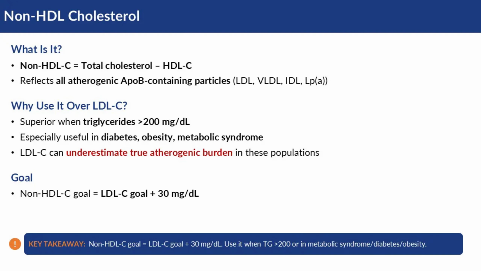When considering atherogenic burden, particularly in cases of elevated triglycerides or insulin resistance, non-HDL cholesterol often serves as a superior marker. This measurement encompasses total cholesterol minus HDL cholesterol, reflecting the complete concentration of all atherogenic ApoB-containing particles. It offers a more precise gauge of atherogenic burden compared to LDL-C alone, especially when triglycerides are high, often greater than 200 milligrams per deciliter, or in conditions like diabetes, obesity, or metabolic syndrome, where LDL-C can underestimate the true burden. Guidelines suggest that the non-HDL-C goal should typically be 30 milligrams per deciliter higher than the LDL-C goal.